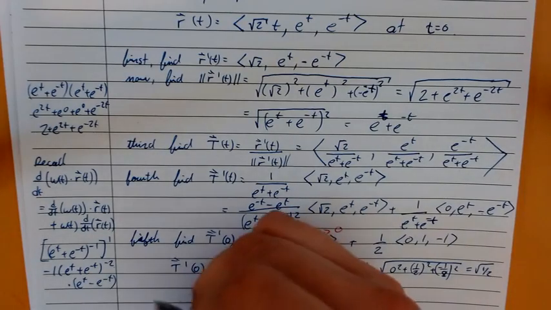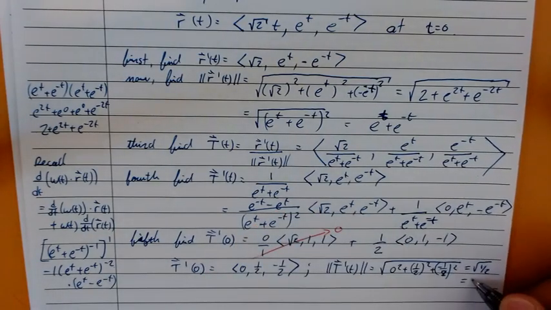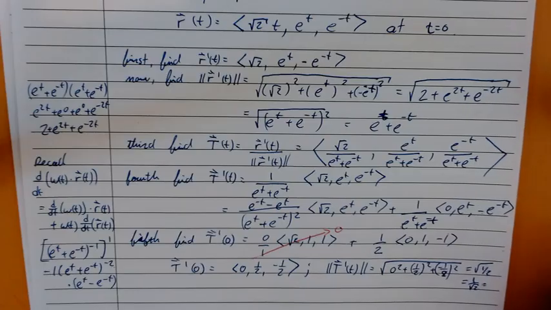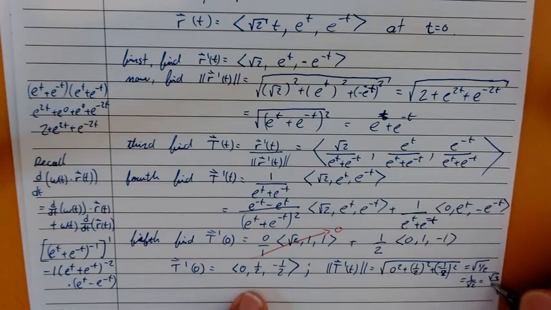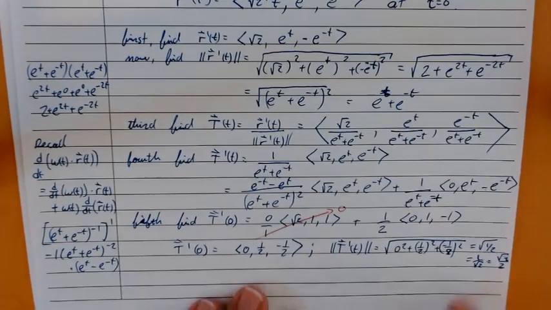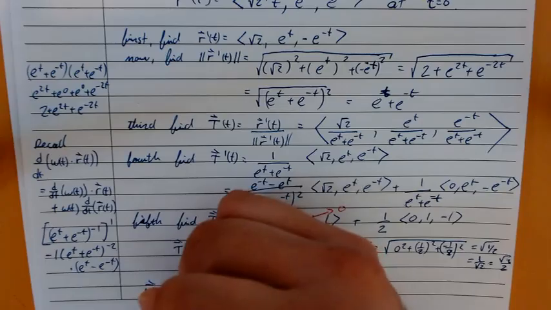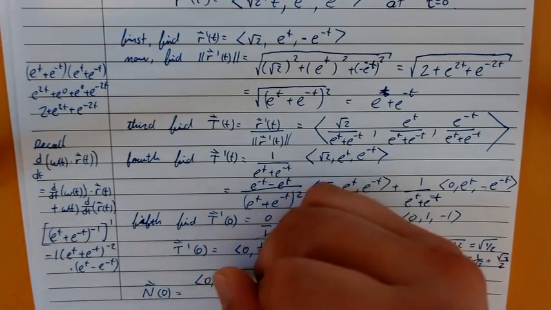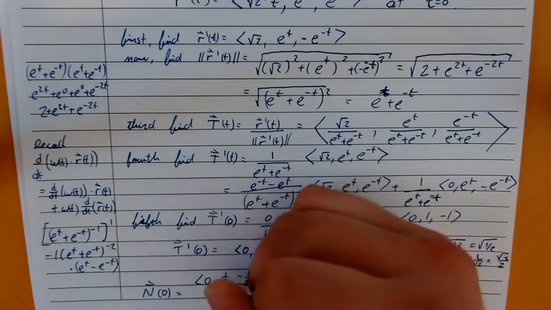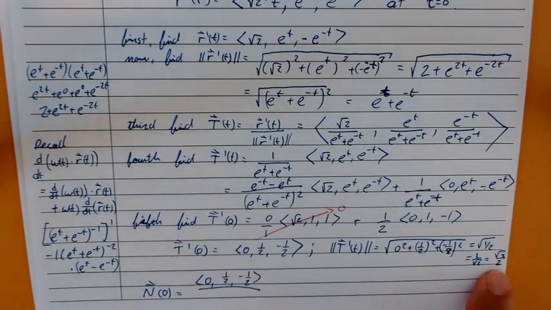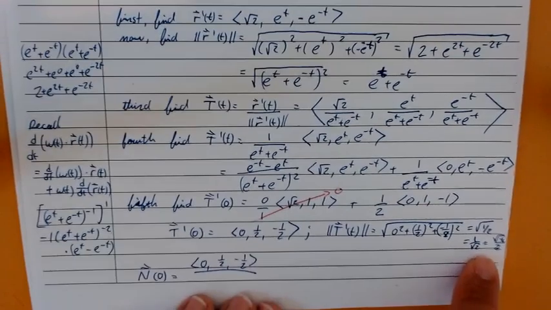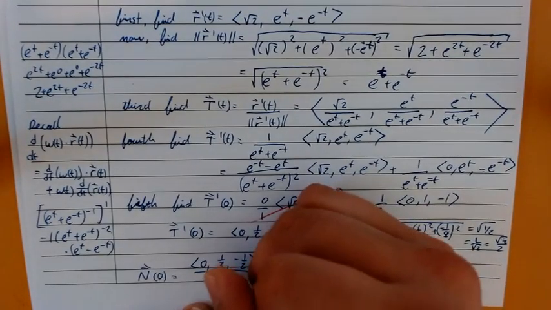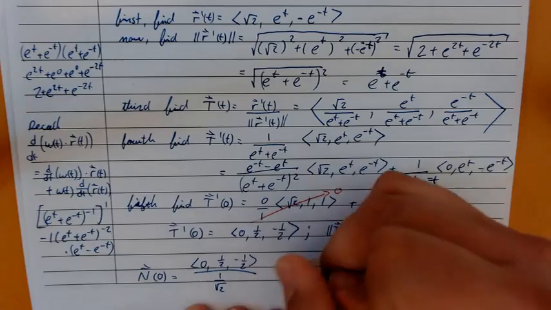Okay, so then that means that, well, here I can simplify that. That's 1 over root 2, which is the same as saying root 2 over 2. So now, finally, my unit normal vector at 0 is equal to, I'm going to take my unit tangent vector at 0, which is 0, comma, half, comma, negative a half, and we're going to divide the whole thing by this coefficient, which will be, I'll use this one since I'm going to reciprocate it anyway. I'm dividing everything by 1 over root 2.